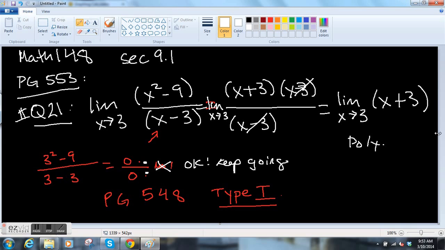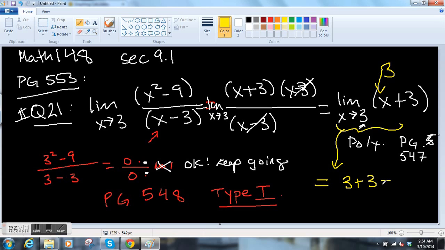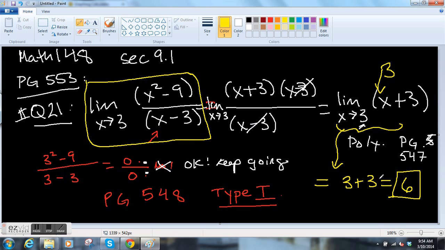A polynomial function, and if you look on page 547, there's the rule that says when you have a polynomial function and you want to find the limit, you can just take this x value and plug it in. So now we can take x equals 3 and plug it in here: 3 plus 3 equals 6. Ta-da! So this big mess, the limit of all this stuff, equals 6.